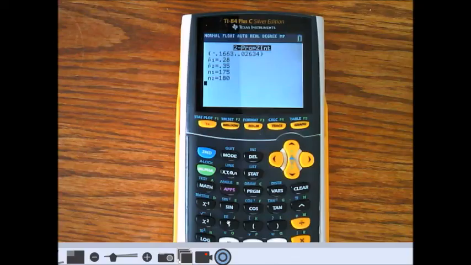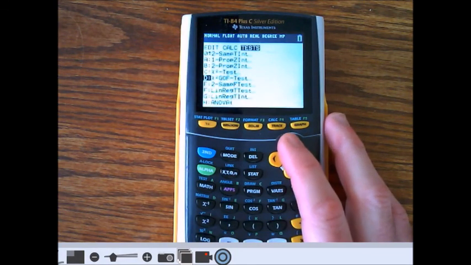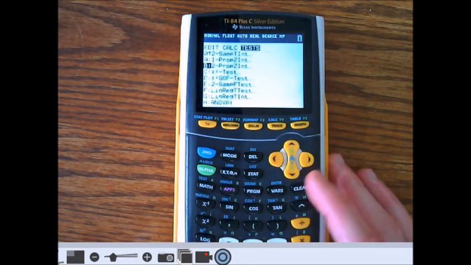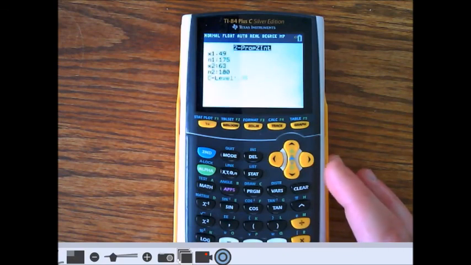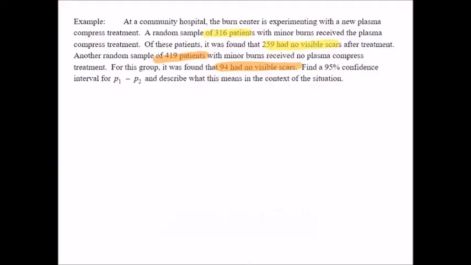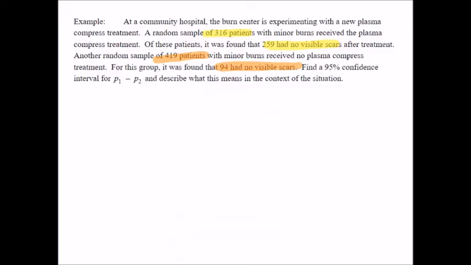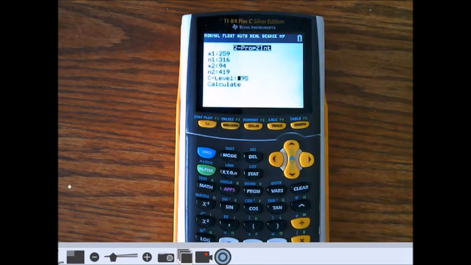Those are proportions. So that's why when we do this on our calculator, we would go to a two proportion Z interval. And 259, 316, and 94, 419. And we want 95%. So 0.53 to 0.65.